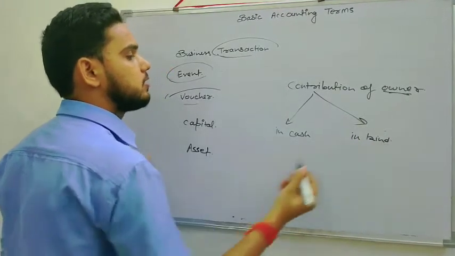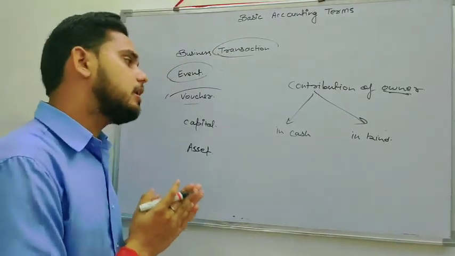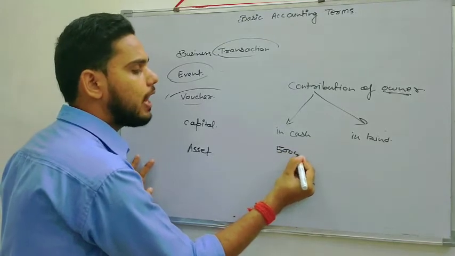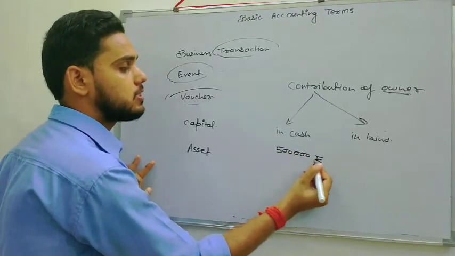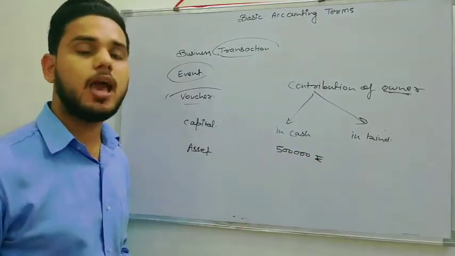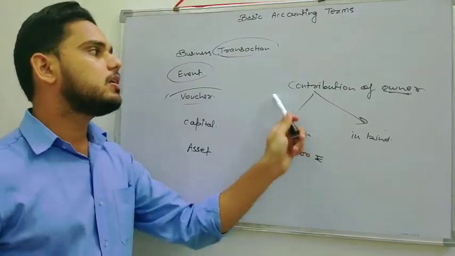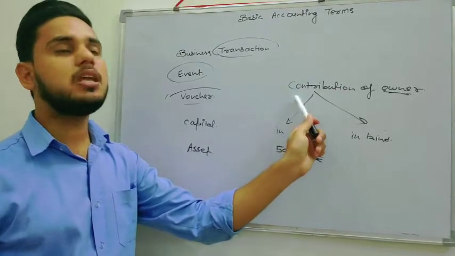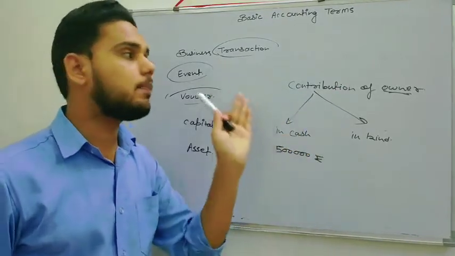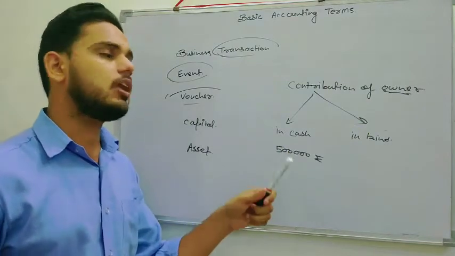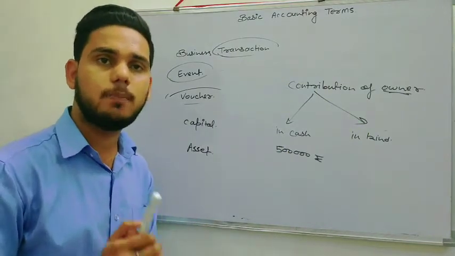Let's take an example. Say for example, the owner has given 5 lakh rupees in the business. No doubt that will be capital. Why, sir? Because the owner has contributed something, and that contribution was not by any other one, that was by the owner. So we can say that 5 lakh will be capital of the business.